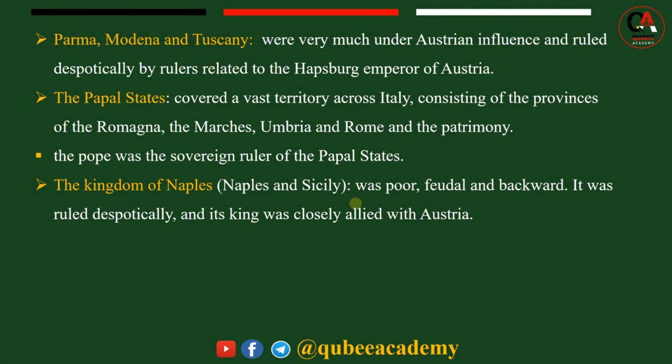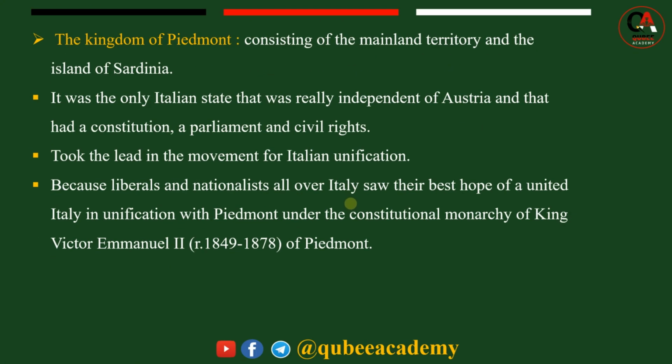Another state is the Kingdom of Piedmont. It has two parts, Sardinia and Piedmont, sometimes known as Piedmont Sardinia, especially according to the old curriculum. The Kingdom of Piedmont Sardinia consisted of mainland territory under the ruler of Sardinia.